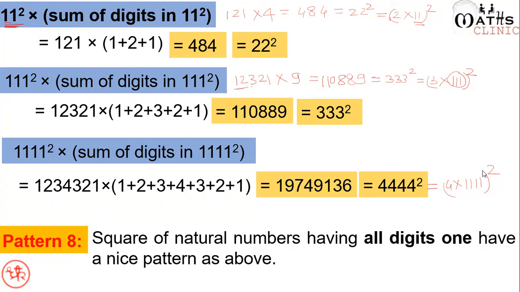Okay, jaisa agar 5 times 1 rahega, 5 times 1 square into sum of digits in 5 times 1 square, so you will get 1 2 3 4 5 4 3 2 1 into 1 plus 2 plus 3 plus 4 plus 5 plus 4 plus 3 plus 2 plus 1 is equal to something you will get, and that is equal to what? 5 square, and that will be equal to 5 times 5 multiplied by 5 times 1 ka whole square. Did you understand? So this is one of the interesting pattern.